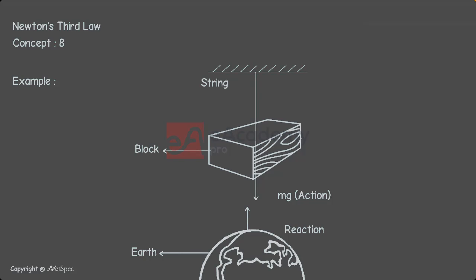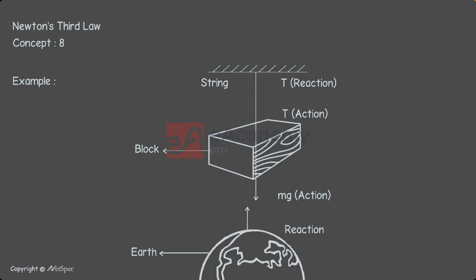Similarly, the block which is connected with a string, this block is pulled by the tensional force in this direction, and the string is also developing some reaction. The tensional force acting on the body is taken as an action. That means, for the force developed by the tensional force on the block, an equal and opposite force is developed in string, but in downward direction. That is called as reaction.